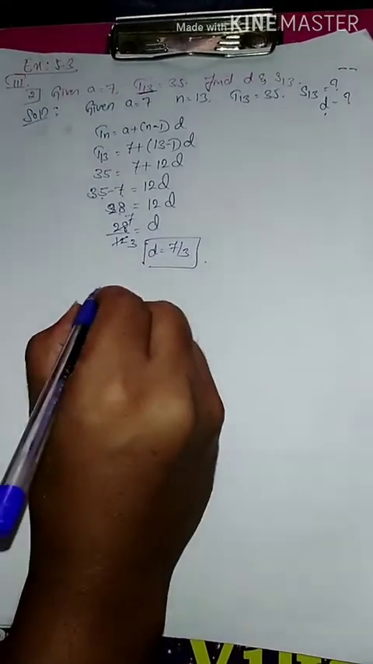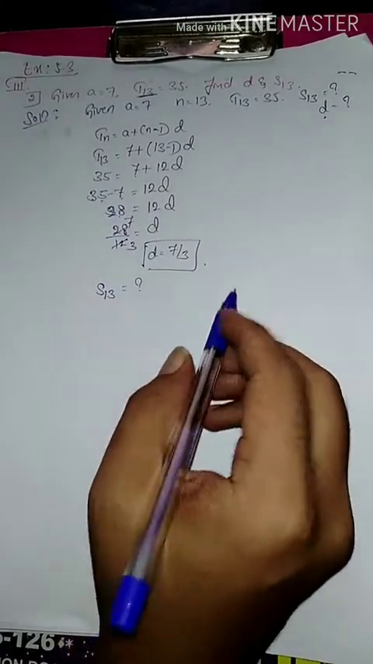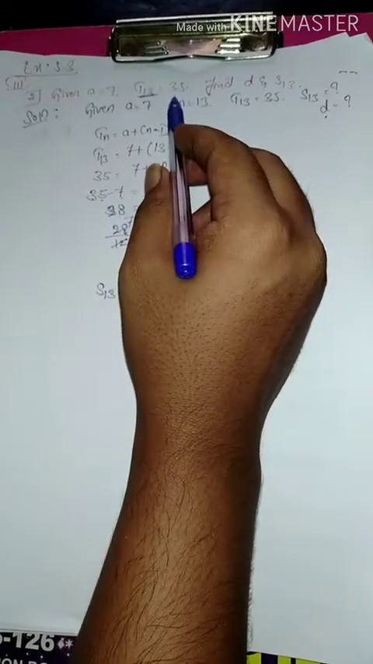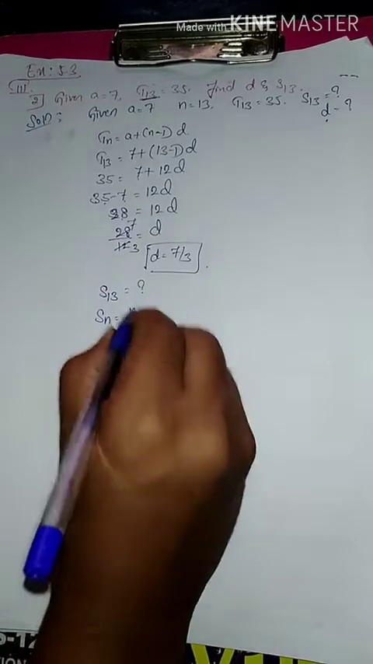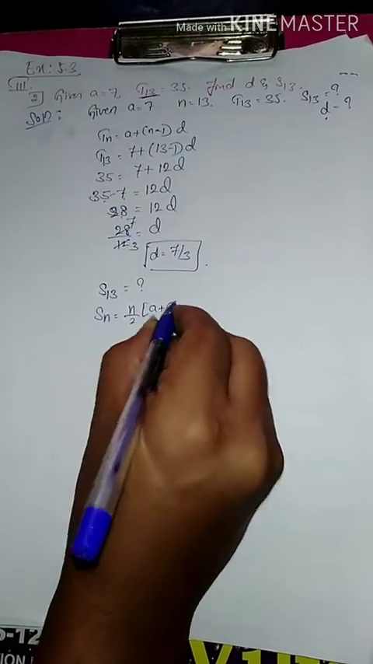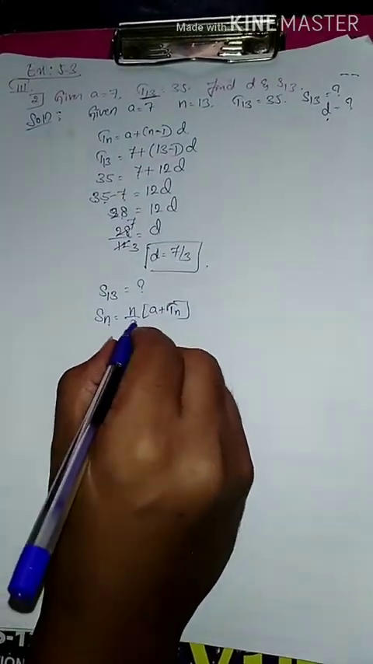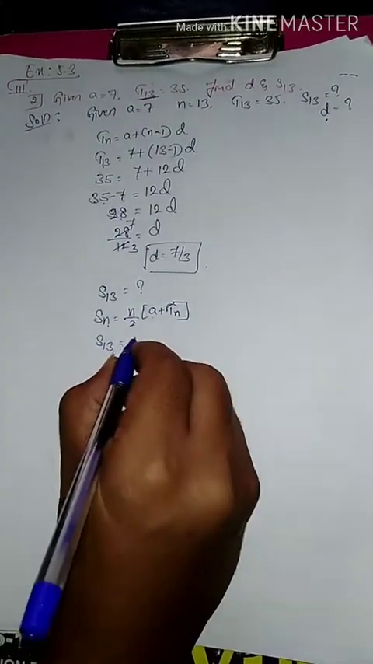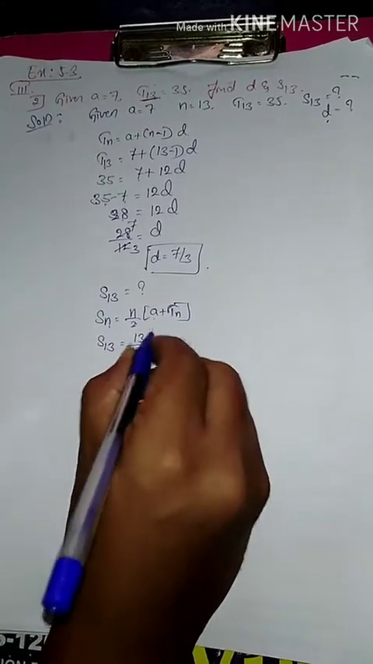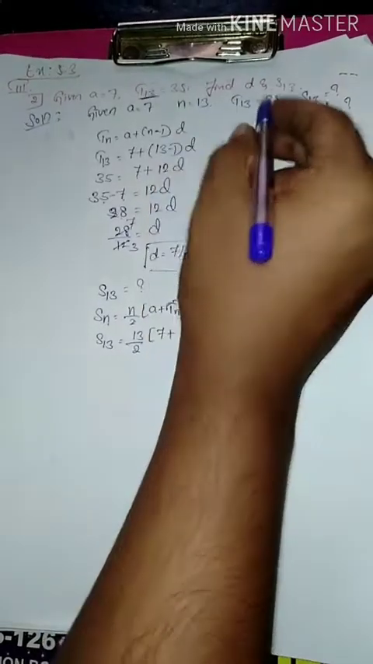Now, we need to calculate S13. In this example, the last term is given. Therefore, we can use the formula Sn is equal to N by 2 into A plus Tn. This formula is used only when the last term is given. So put all the values. We know n is 13. S13 is equal to 13 by 2 into A is 7 plus the last term T13 is 35.